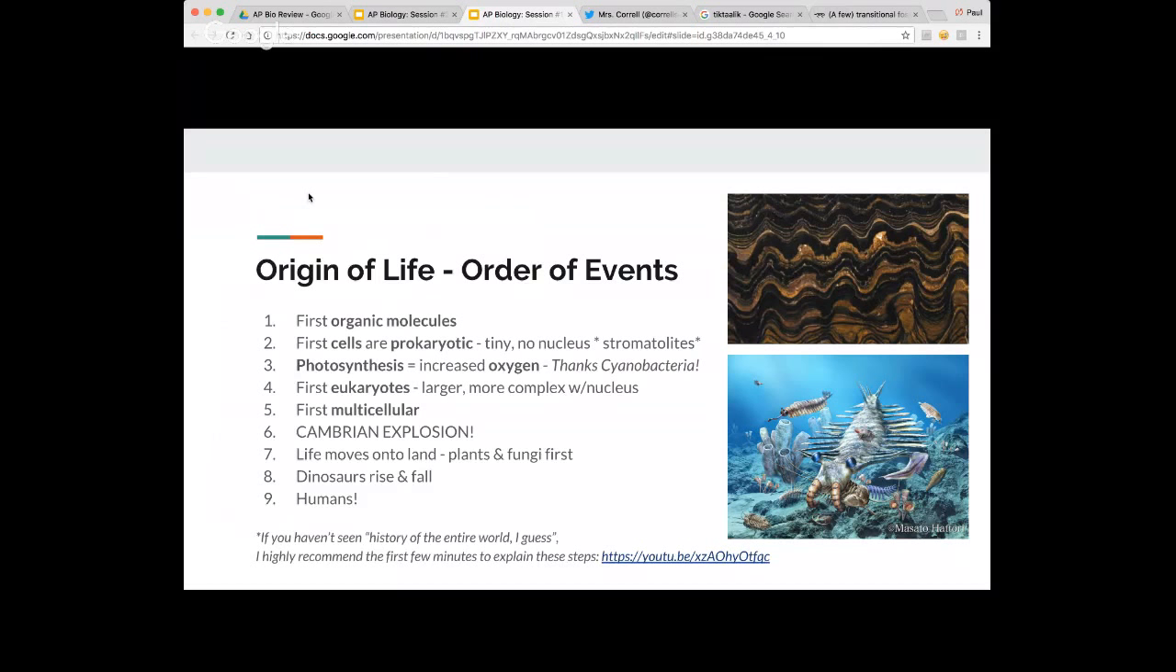And the very first cells in life would have been prokaryotic, little tiny, no nucleus, no major organelles. Our evidence of this is to the right. If you look over here, there's this image right here, and those are stromatolites. Stromatolites are believed to be basically like mats of bacteria, early bacteria. Sometimes they'll refer to them as cyanobacteria.